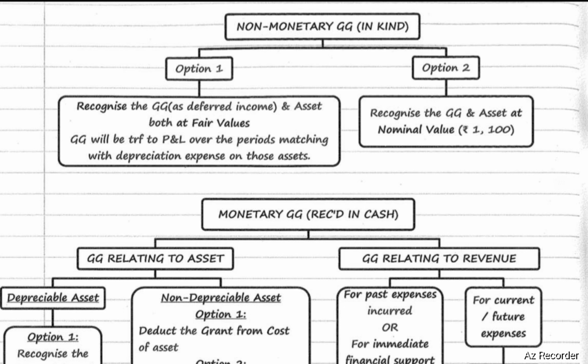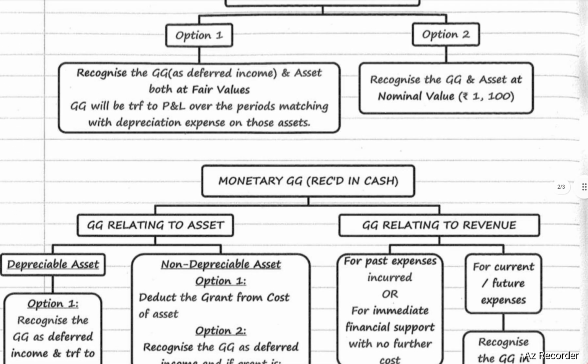First, non-monetary government grant. That means grant received in kind. There are two options for recognizing non-monetary government grant. Option number one, recognize the government grant as deferred income and recognize the asset both at fair values. Government grant will be transferred to P&L over the period, matching with depreciation expense on those assets. Option number two, recognize the government grant and asset at nominal value. For example, 1 rupee or 100 rupees, etc.